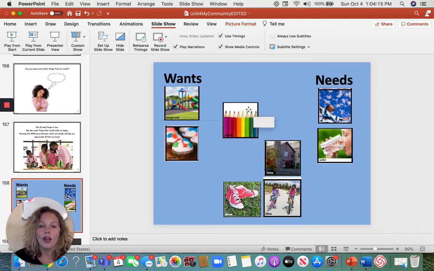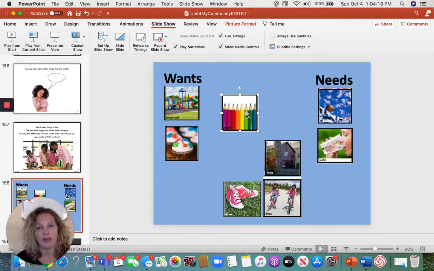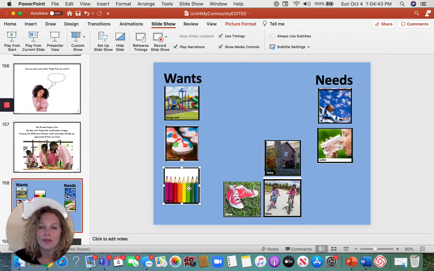Okay, what about pencils? Do you think we want or need pencils? Well, we can live without it. And you might be thinking, well, I need a pencil to do my schoolwork, right? And that's true. We do need a pencil to do our schoolwork, but we would be fine without it. We wouldn't get sick or we wouldn't get cold. We would still be okay without pencils. So we're going to put them in a want.